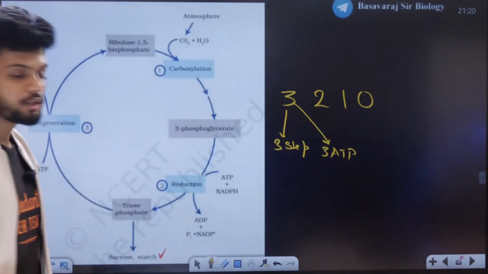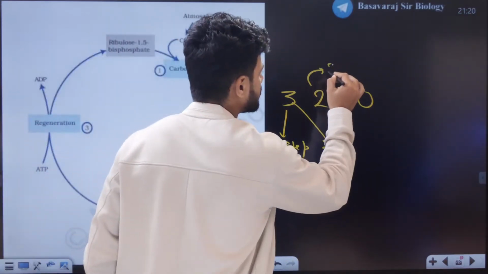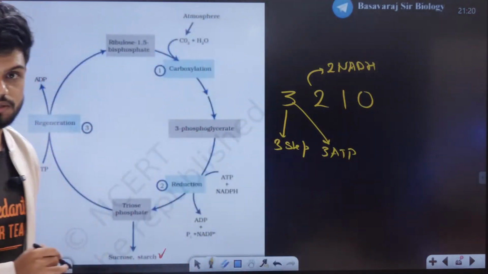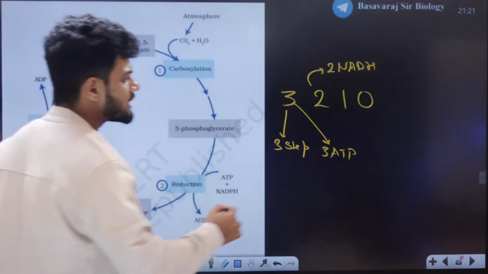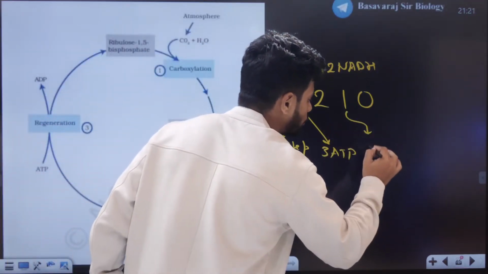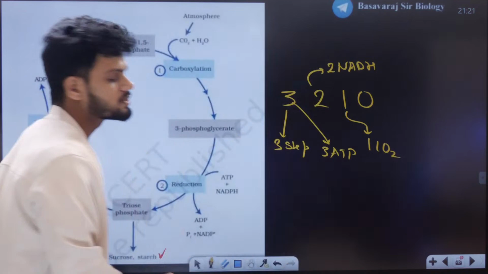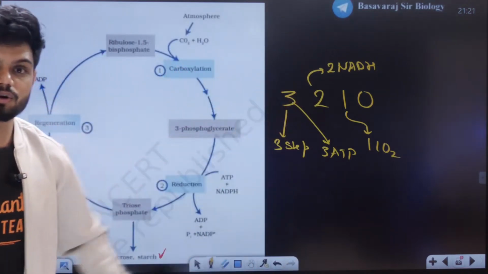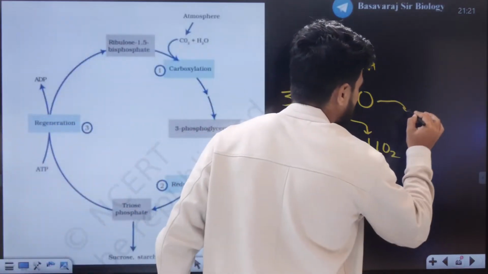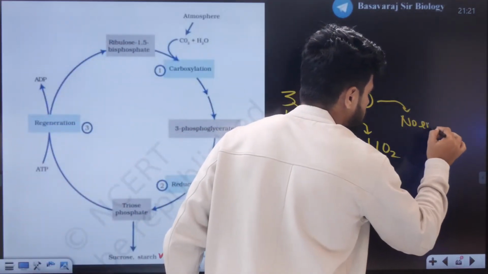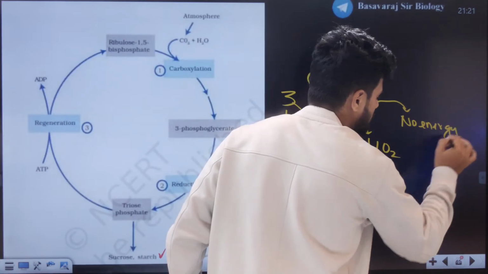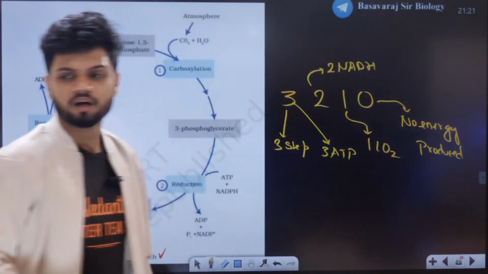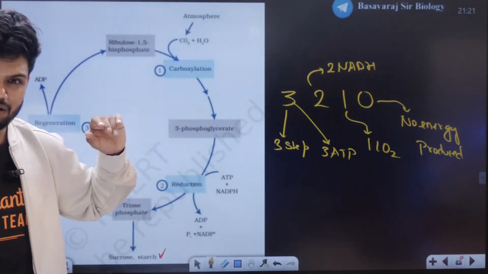What is 2? 2 stands for 2 NADPH being used. Now what is 1? The 1 stands for all of this happening for 1 CO2. 1 CO2, 3 ATP, 2 NADPH. Now what is 0? 0 stands for no energy produced. That is the 3, 2, 1, 0 method for you to remember it.